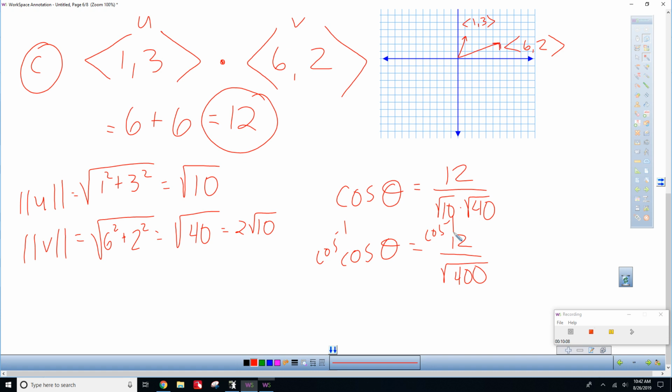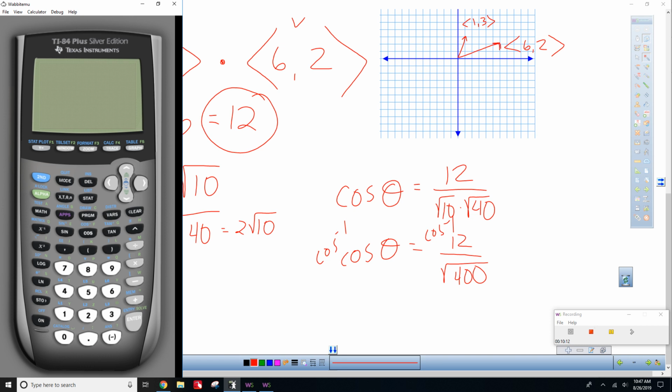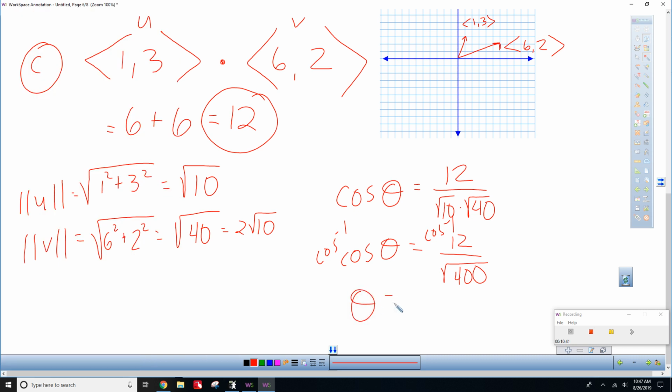Let's go to the calculator. Okay, so we want to do second cosine of 12 divided by radical 400, hit over, hit close, bam, and the angle theta is 53.1 degrees. Let's try another one.